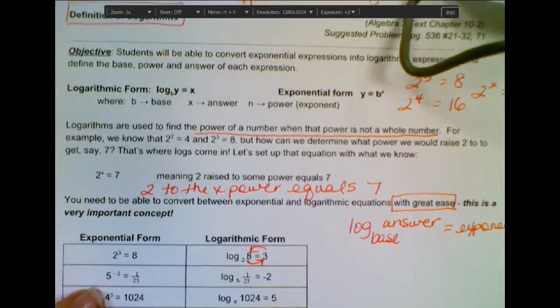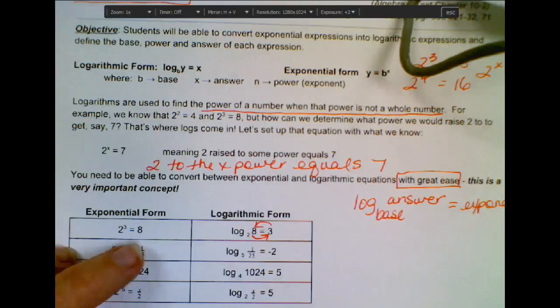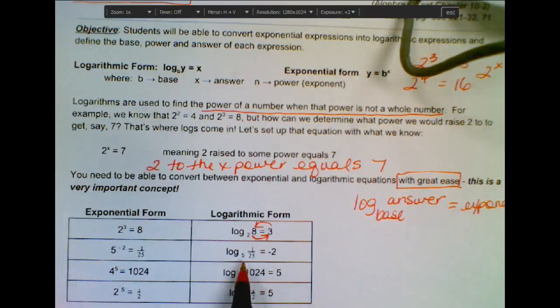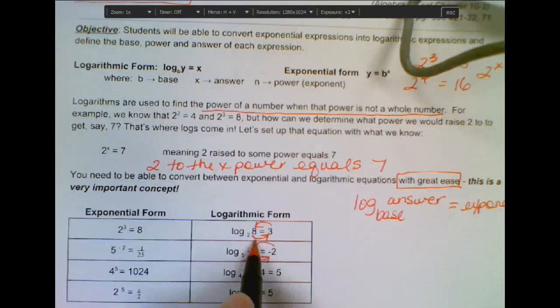So 5 to the negative second is 1 over 25. The way we write that as a logarithm is log base 5 of 1/25 equals negative 2. Again, tell yourself, 5 to the negative second equals 1 over 25. Okay?